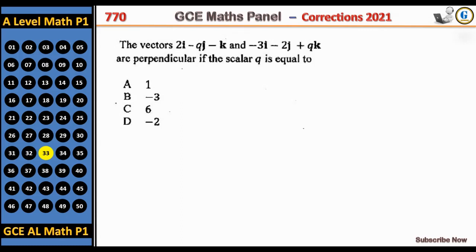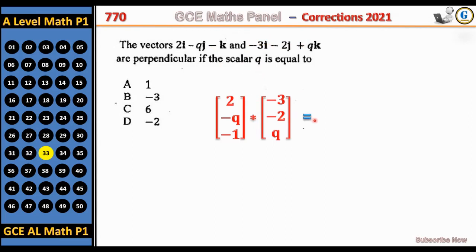33. The vectors that and that are perpendicular if the scalar q is equal to. Two vectors are perpendicular if their dot product is equal to 0. So we have to look for the dot product here. We will have 2 minus q minus 1 dot minus 3 minus 2 plus q should be equal to 0. This will give us 2 times minus 3, which is minus 6, minus q times minus 2, which is plus 2q, minus 1 times q, which is minus q, equals 0. And solving for q here, q gives us a value of 6. Our key here is C.